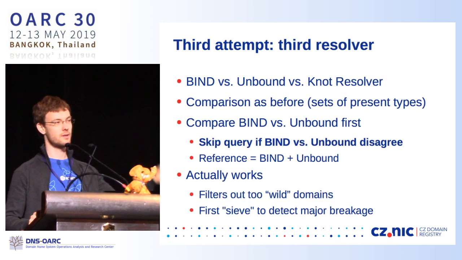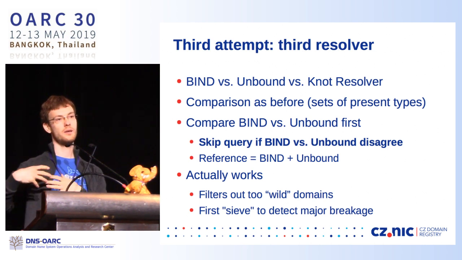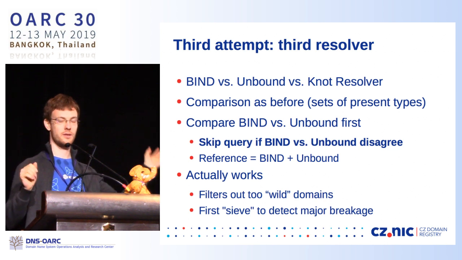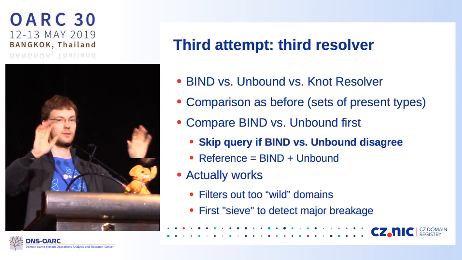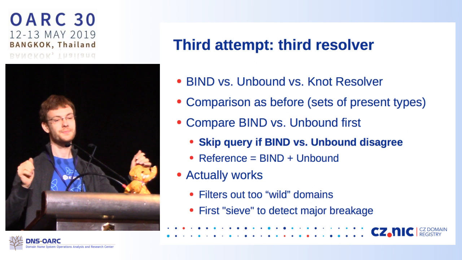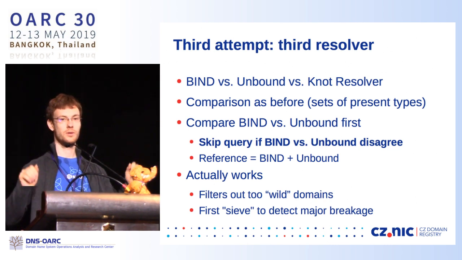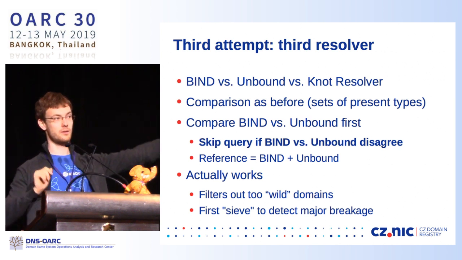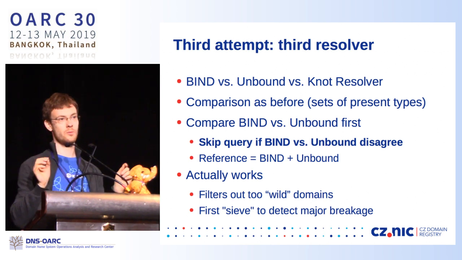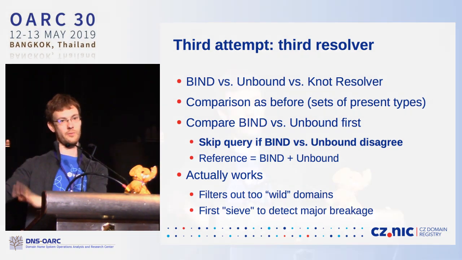So the third attempt to actually do some useful interoperability testing was expanding the reference set. Because in the previous attempt, we basically said BIND is the reference implementation, and we will compare Unbound with BIND. That didn't work because there were too many differences. In this third attempt, we said BIND and Unbound at the same time are the reference. So imagine that we have one query and we send it three times. Once we send the query to BIND, second time we send it to Unbound, and third time we send the very same query to Knot Resolver. Now we gather answers from all three and store them on disk.